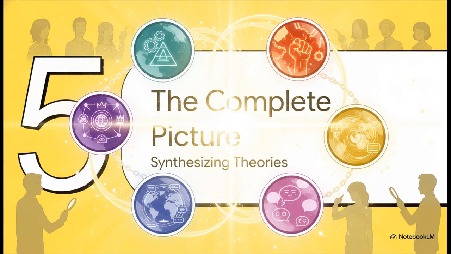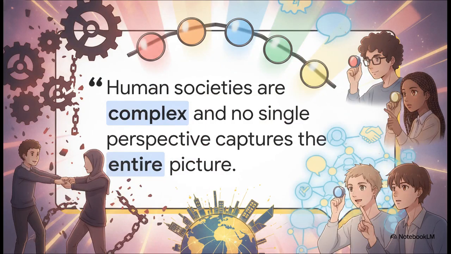Section 5. The complete picture. So we've looked through the lenses of functionalism, conflict theory, the political perspective, world systems, and symbolic interactionism. And they each tell a completely different story about the exact same society. And that is precisely why it is so absolutely crucial to use multiple frameworks when analyzing societies. Human societies are incredibly complex, and no single perspective captures the entire picture.